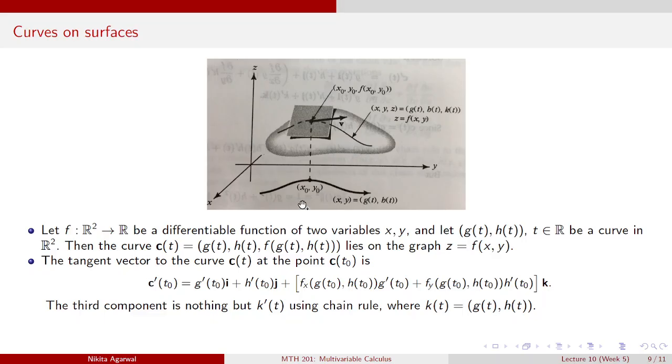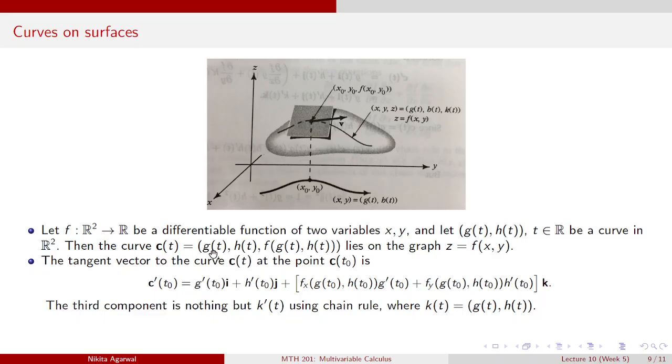Let's say this x naught, y naught is the image of this point t naught. So according to this picture, this is the point. At t equal to t naught, this is where you are. So what is the tangent vector? The tangent vector is given by c prime of t naught. So you just differentiate this with respect to t and evaluate at t naught.